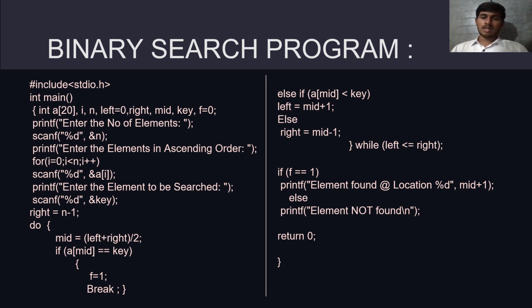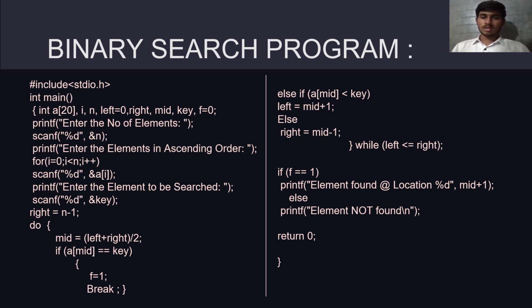Or else if the value of the mid element is less than the element we wanted, we'll add one to the mid for the left side, or else we'll subtract one from the mid for the right side. This is done while the condition left is less than or equal to right. So we'll get out of the do while loop.